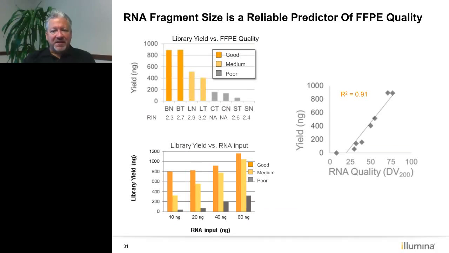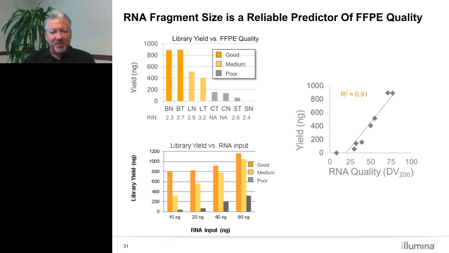And so, like I said, the nice thing about this is that it turns out to be very predictive. If you look at yield versus DV200 number, I also put the RINs on here just to show you that they don't correlate at all with this output. You can see that with these very degraded samples, we can make enough library for sequencing. We really would like to hit this 200 nanogram threshold.